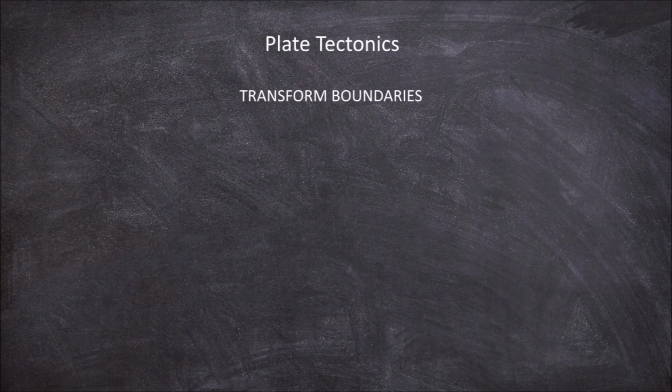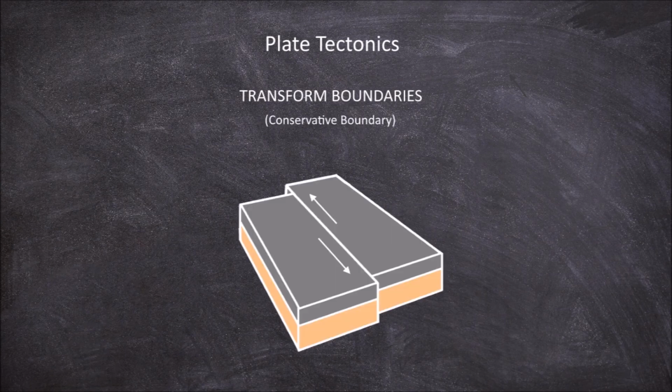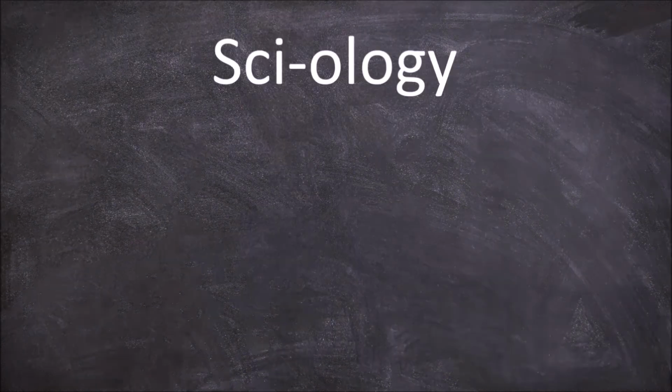Transform boundaries, also known as conservative boundaries, are when the two plates slide past each other in opposite directions. Tectonic plates in this situation are not formed or destroyed. Earthquakes are common along transform boundaries as friction builds between moving plates until the plate eventually slips past the other suddenly, causing an earthquake.